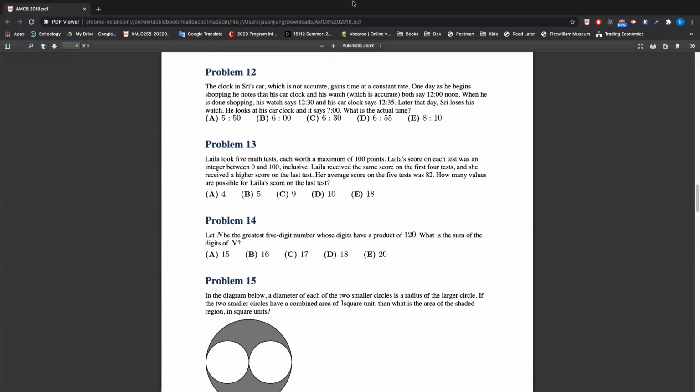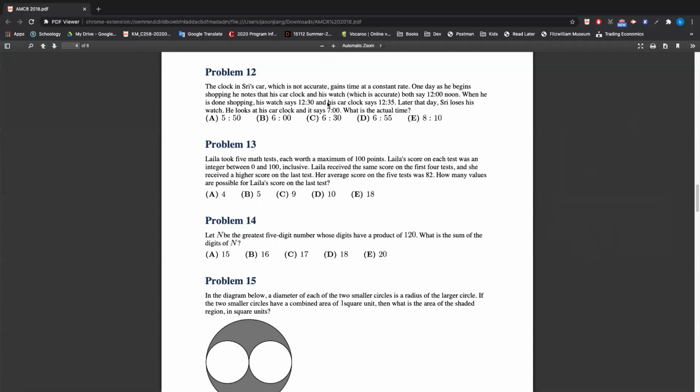Problem 12. We have the clock in Sri's car, which is not accurate and gains time at a constant rate. We're told that one day, as he begins shopping, he notes that his car clock and watch, which is accurate, both say 12 noon. When he's done shopping, his watch says 12:30. His clock in the car says 12:35. And so later that day, when he loses his watch, the car says it's 7 o'clock, and we want the actual time.